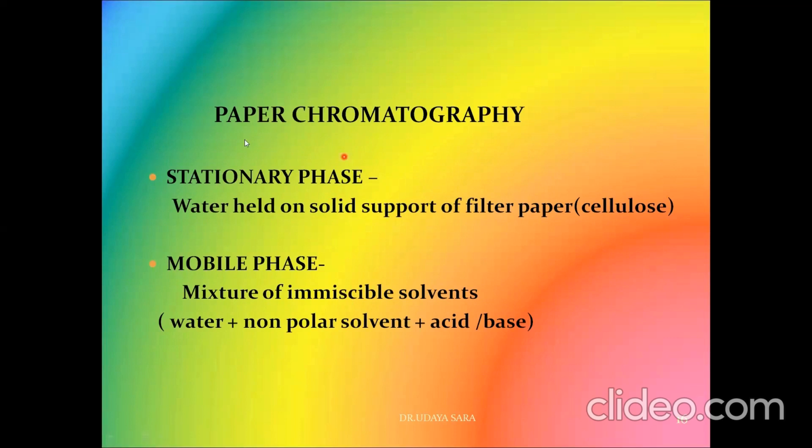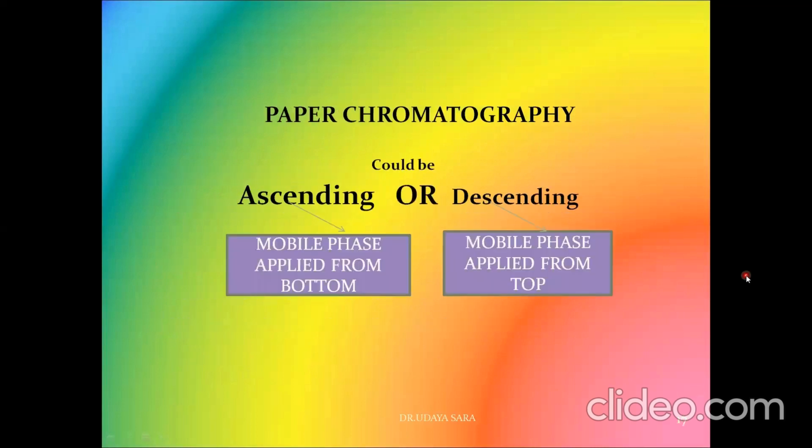Here the stationary phase is the water held on a solid support of filter paper. We use cellulose paper. And the mobile phase is a solvent. It is composed of a mixture of immiscible solvents: water plus a non-polar solvent plus an acid or a base. In our lab, we are using water plus butanol plus acetic acid. Also, we can use water, phenol, and ammonia. The most commonly used mobile phase is water, butanol, and acetic acid.